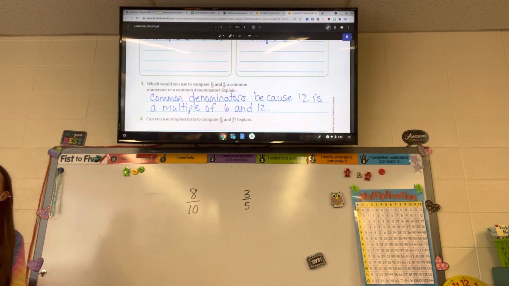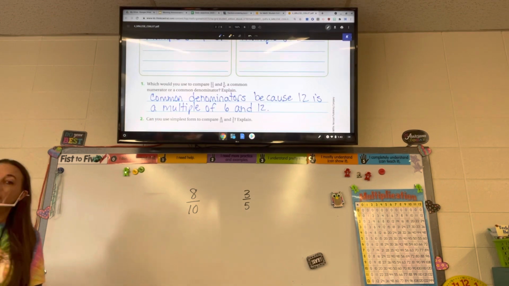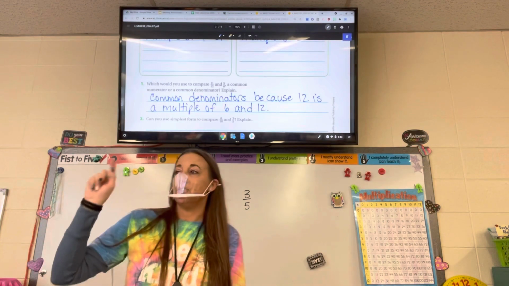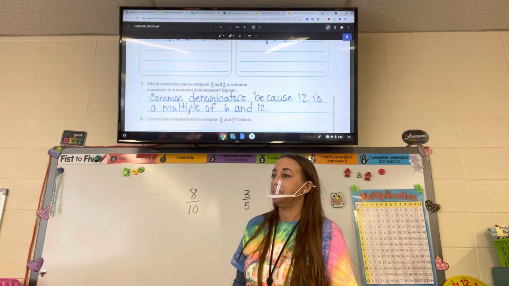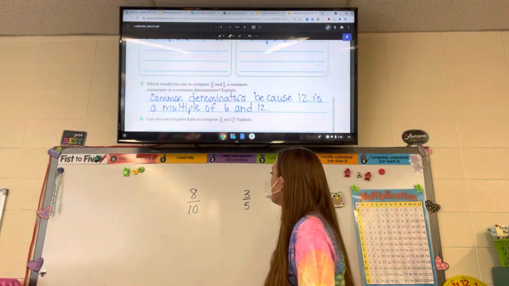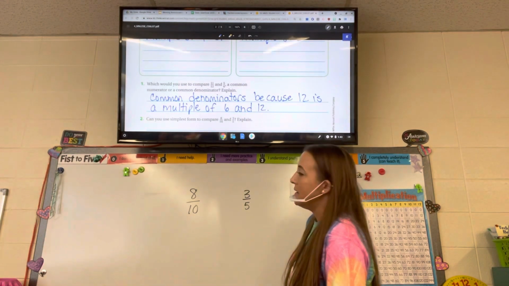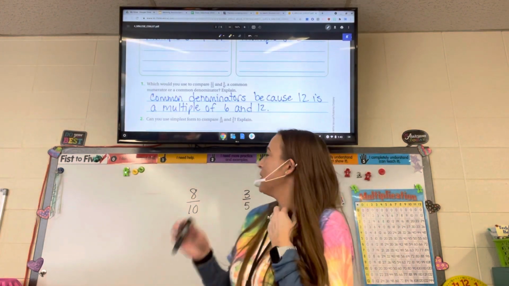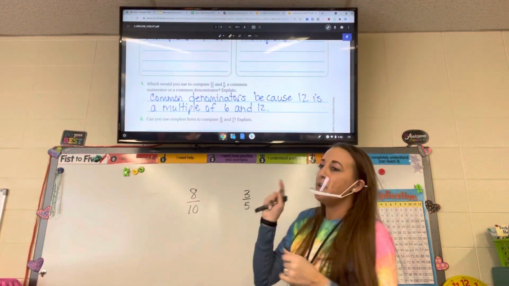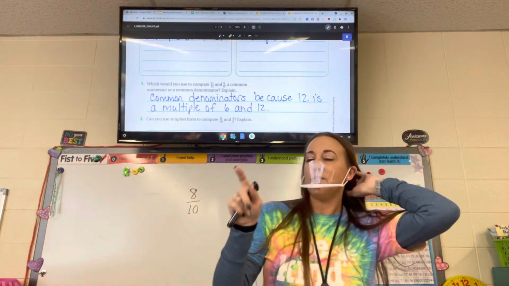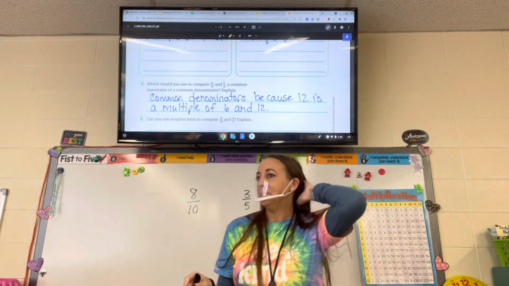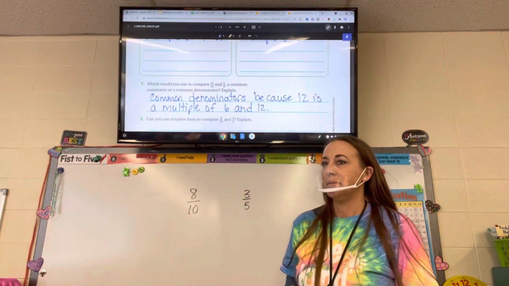Jace? No, because yes, because 5 is half of 10. Okay, that's exactly what he just said. And we're not doing common denominators. Ella? No, because they're both one half. It says, can you use simplest form to compare 8/10 and 3/5? I'm going to give Ethan a shot, then I'm going to explain. Ethan? No, because 8 and 3 aren't the same.